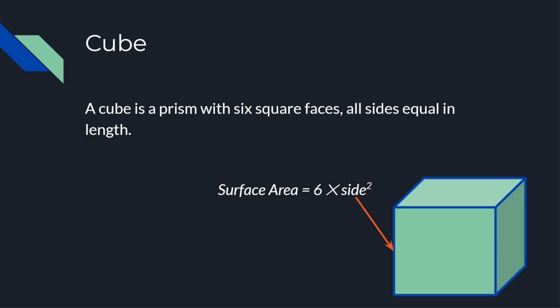The next shape we'll look at is called a cube. A cube is a special type of prism where all faces are squares. To calculate the surface area, it's very straightforward. We simply use side squared times 6.